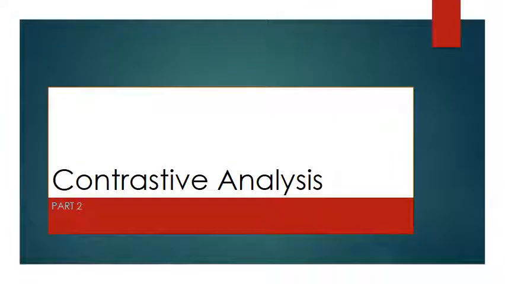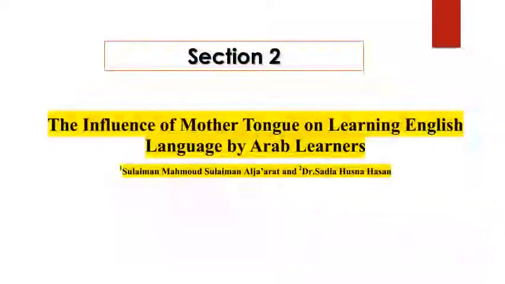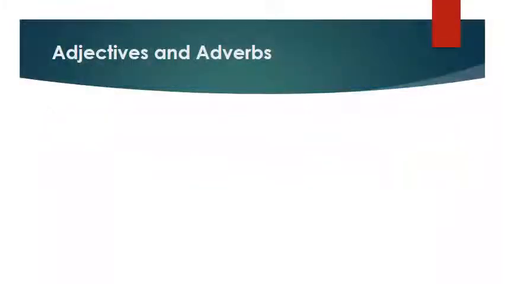Today we are going to continue our last lesson, again coming from the influence of mother tongue on learning English language by Arab learners. This is the rest of the lesson, part 2. The first thing that we are going to talk about is adjectives and adverbs. And when we say adjectives and adverbs, of course, you would predict that we are talking about problems related to Arab learners.